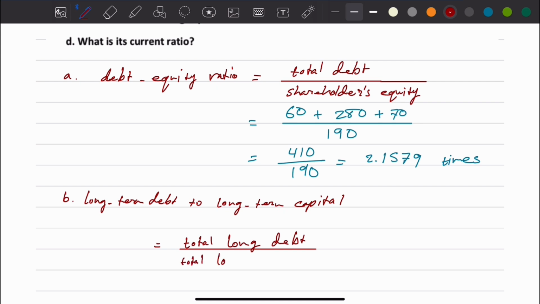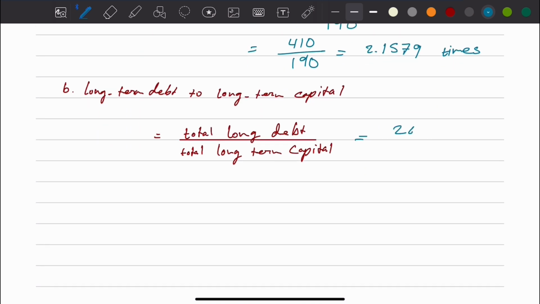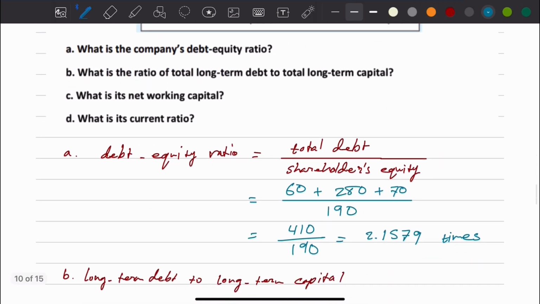total long-term capital. Now the company's long-term debt is given to us right here, 280. So we're going to write it down, 280. And then the company's total long-term capital is going to include both their long-term debt and their shareholders' equity. It's called total capitalization. So for the denominator, it's going to be 280 plus 190.